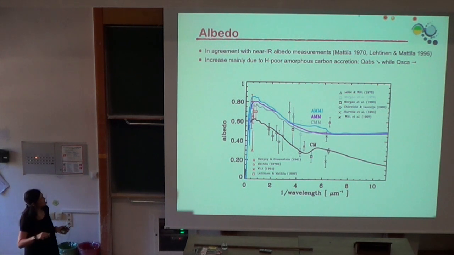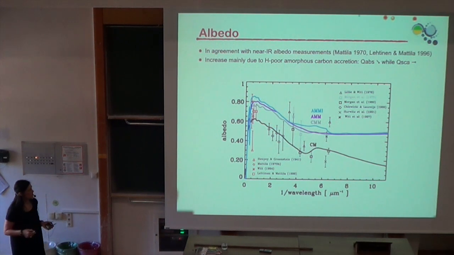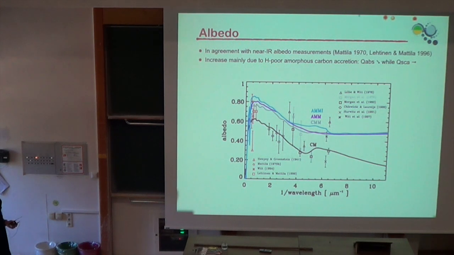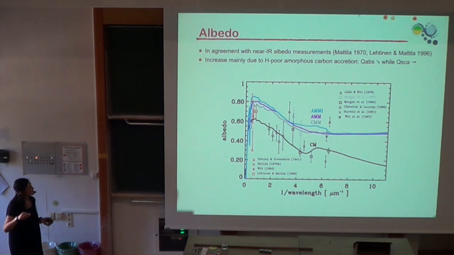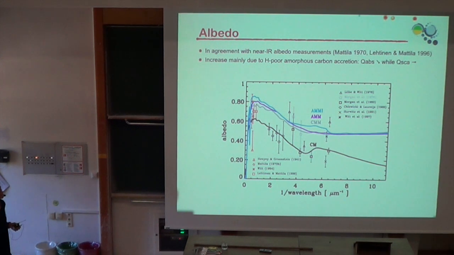Another thing which is really interesting is how the albedo changes here. So this is for the diffuse interstellar medium, and then for the variations with the second mantle and aggregation. We find a very good agreement with measurements. And this is mainly because we see that the absorption coefficient decreases while the scattering stays more or less the same, which is really interesting.